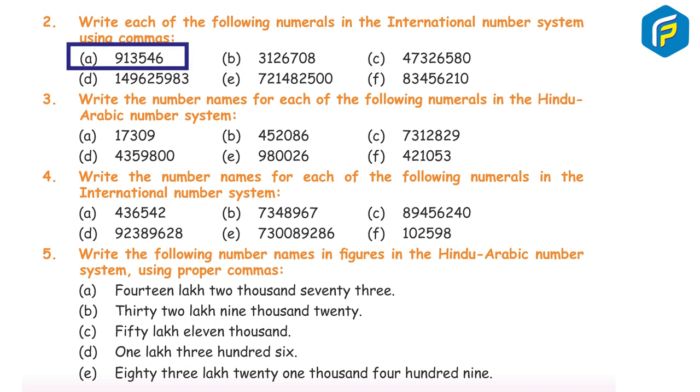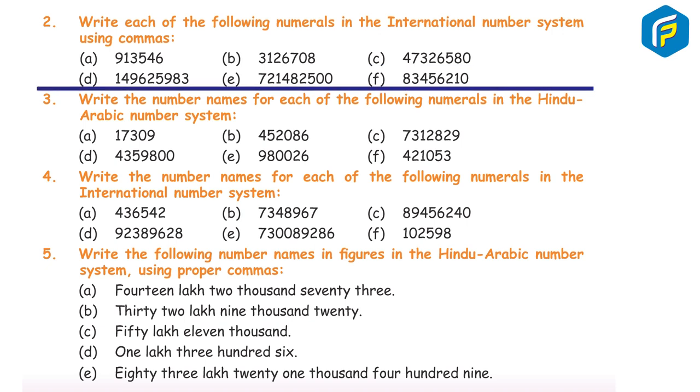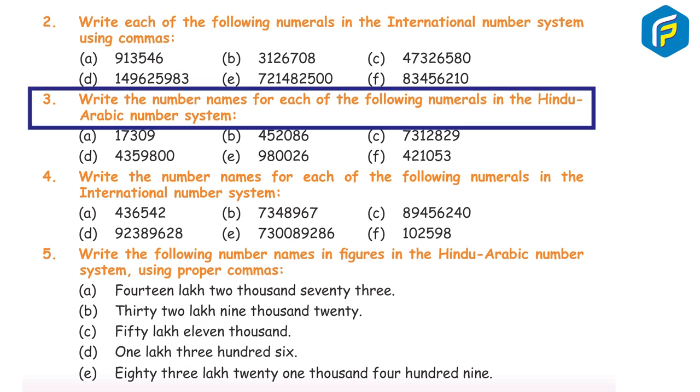Question 2. Write each of the following numerals in the international number system using commas. A. 913,546. B. 3,126,708. C. 47,326,580. D. 149,625,983. E. 721,482,500. F. 83,456,210.